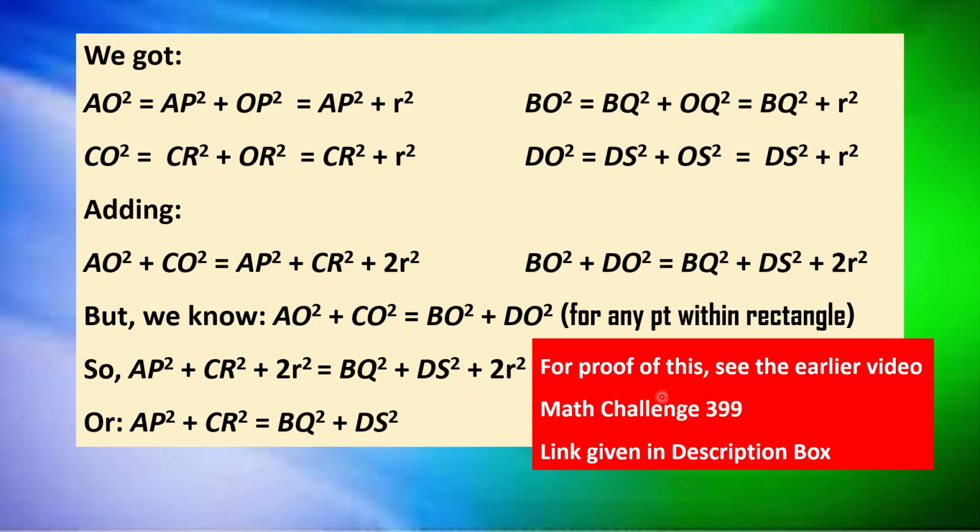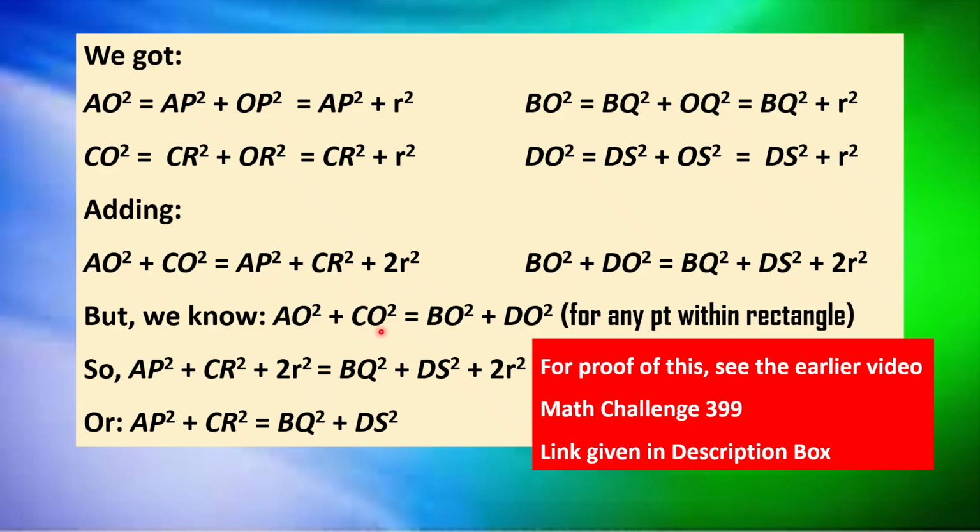This is Math Challenge 400. So the previous video, Math Challenge 399, gives you the proof of this: AO square plus CO square equal to BO square plus DO square for any random point inside a rectangle. You will get the proof in Math Challenge 399. The video link is given in the description box.